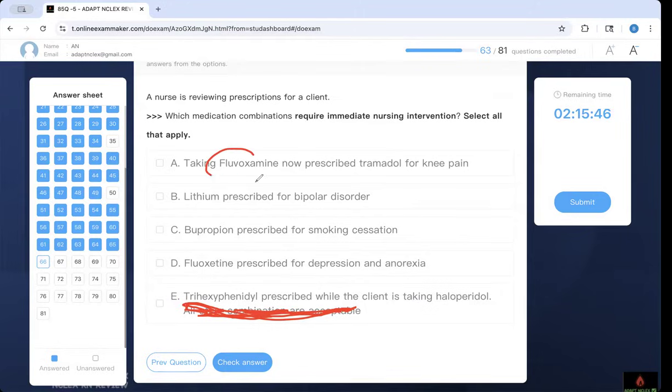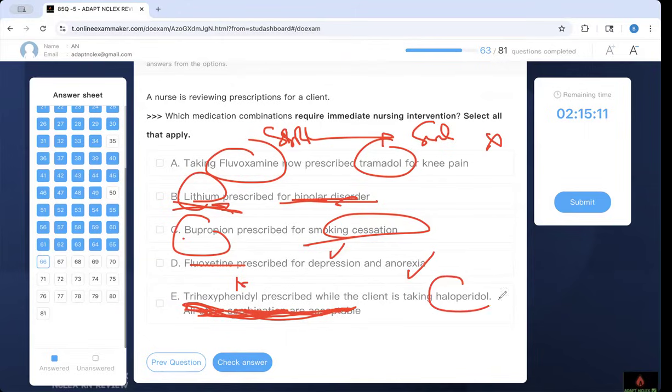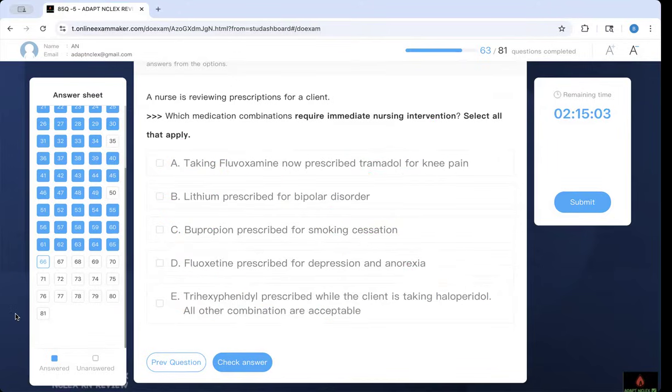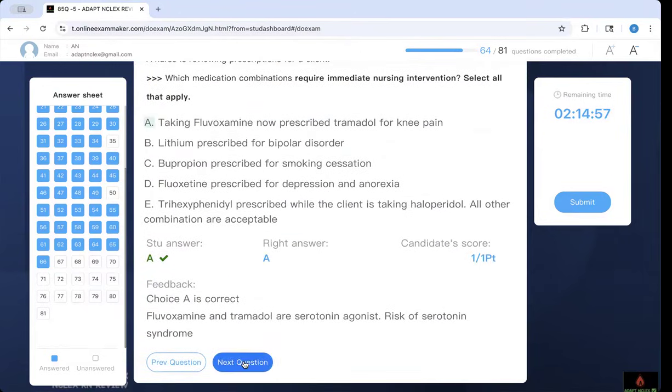Don't overselect. Fluvoxamine is what? SSRI. Tramadol is also serotonergic. The two can cause serotonin syndrome. Lithium can be used for bipolar. Bupropion can be used for smoking cessation. Fluoxetine can treat depression and is good for anorexia. Trihexyphenidyl is what? Anticholinergic. You use it for patients taking allopurinol. Therefore, the only problem is number one. Only one answer choice is the right answer, and that's number one. Watch for this kind of concept to master them. Okay?